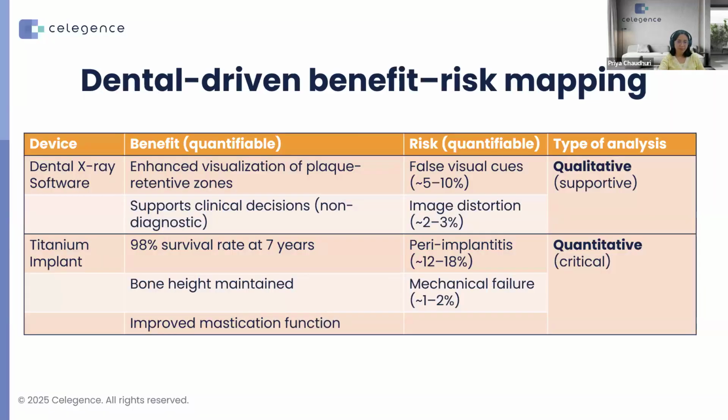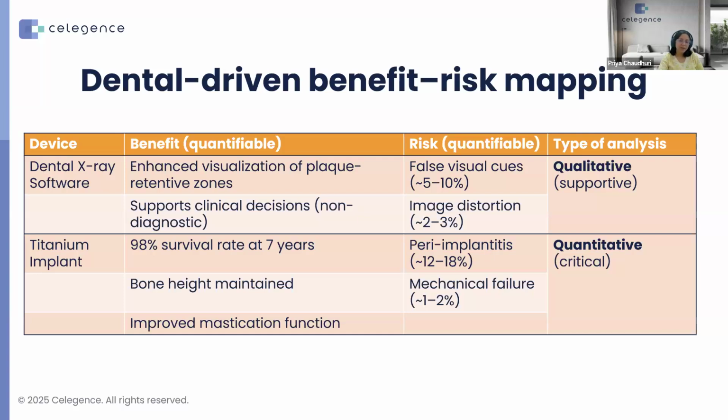Moving on. Now this slide brings together the benefit-risk assessment of the same example we have taken here and shows how we align them with the appropriate analysis method. Starting with the class 1 dental x-ray software, which is a non-diagnostic SaMD, the primary benefit we have generated here is enhanced visibility of plaque-driven areas on bitewing and periapical x-rays, and it helps clinicians make better hygiene-related decisions.